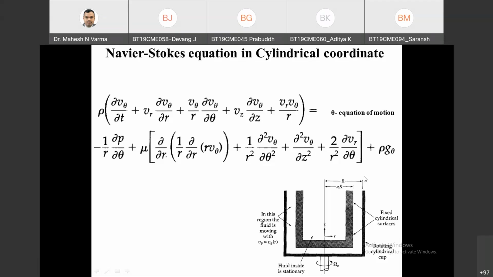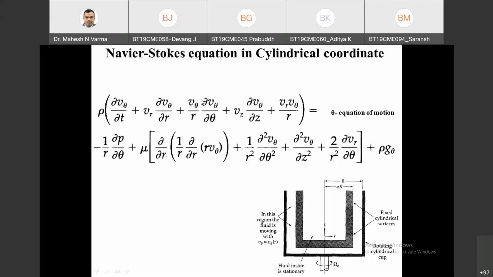Yes, sir. So can you explain this theta equation of motion? Simplify this theta equation of motion which is given on the slide. Sir, del V theta by del t will be 0 as it is steady state. Del V theta by del r will be non-zero because theta is varying in r direction, but Vr is 0, so overall that term will be 0. Then the third term, V theta into del V theta by del theta, will be 0. Why?